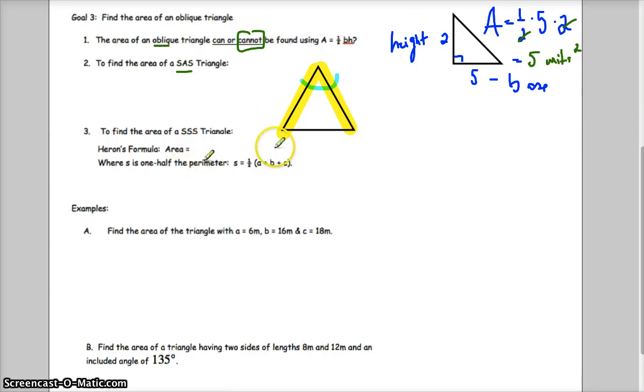If I knew the yellow highlighted sides and this pink angle, then I would not have an SAS triangle because the two highlighted sides do not include the pink angle, sorry. If I had this green angle, this would not be a side angle side triangle because the yellow highlighted sides do not include the green angle. All right, so now that we've reviewed how to identify a side angle side triangle, let's look at how to calculate its area.